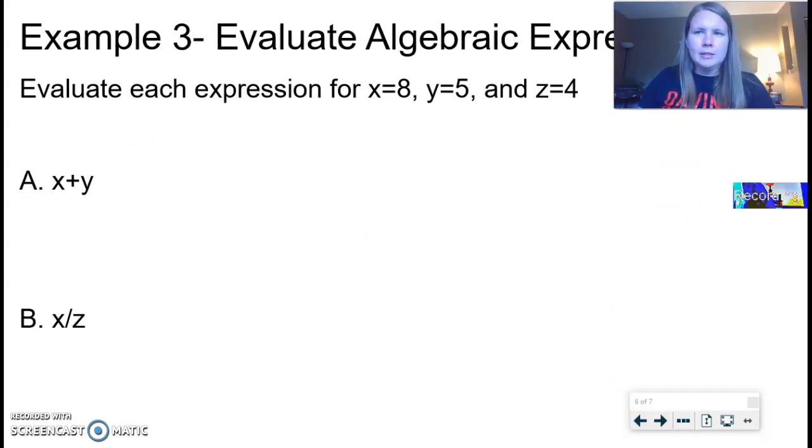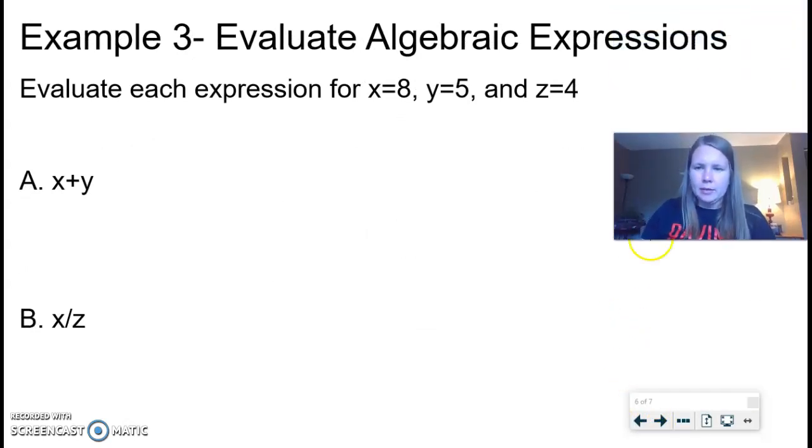Alrighty, so the next one, we got example 3, because I think we have 4 examples, if I remember correctly. Example 3 says to evaluate algebraic expressions. So for this one, we need to evaluate each expression for x equals 8, y equals 5, and z equals 4. Remember that evaluate just means to solve.